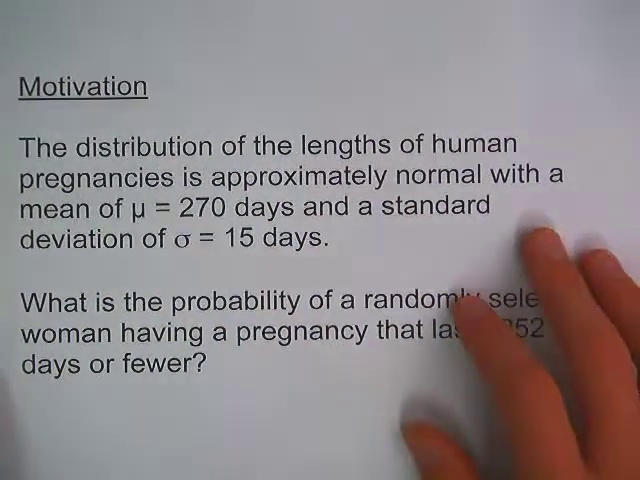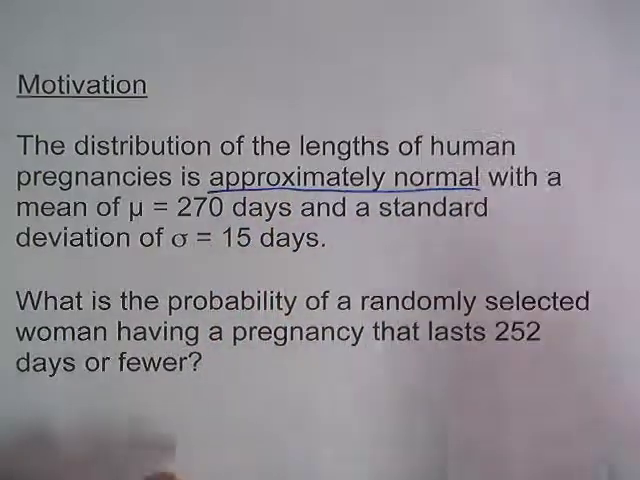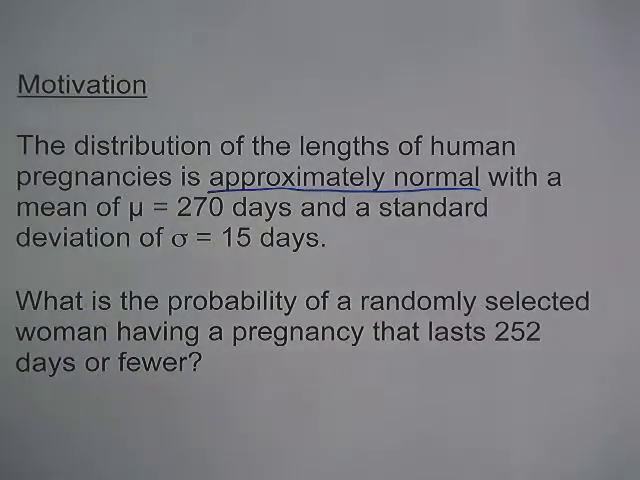Hi, this tutorial serves as a standard normal table review. Alright, so let's start with some motivation. The distribution of lengths of human pregnancies is approximately normal. That's pretty important there, approximately normal, with a mean of mu equals 270 days and a standard deviation of 15 days. Notice these are both population parameters.